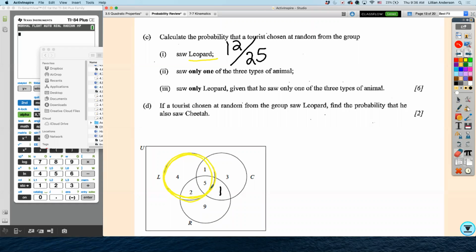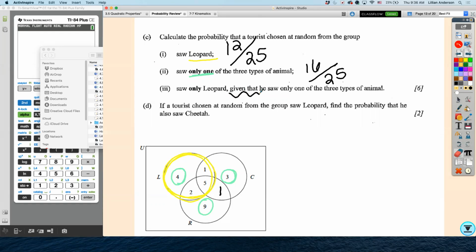Then it says how many saw only one of the 3 types of animal? Because it's probability, we want to make sure that we have the probability here. Only 1. So only leopard, only cheetah, only rhino. How many saw only leopard, given that he saw only one of the 3 types of animal? It will be 4 out of 16. Very good. Why is it 4 out of 16?